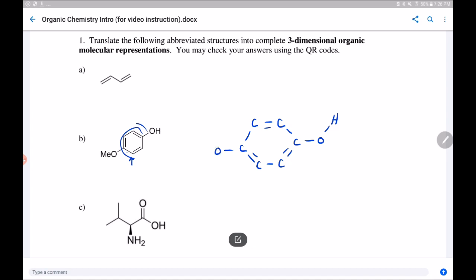Alright, OH on one side. And then there's this Me. What's Me? Methyl. That's what Me is. So that's a tetrahedral carbon. There's a decent representation of a tetrahedron. Fill in these carbons here with hydrogens. There we go.